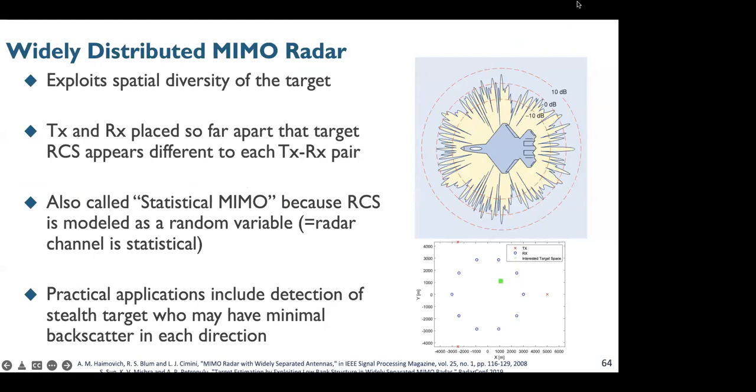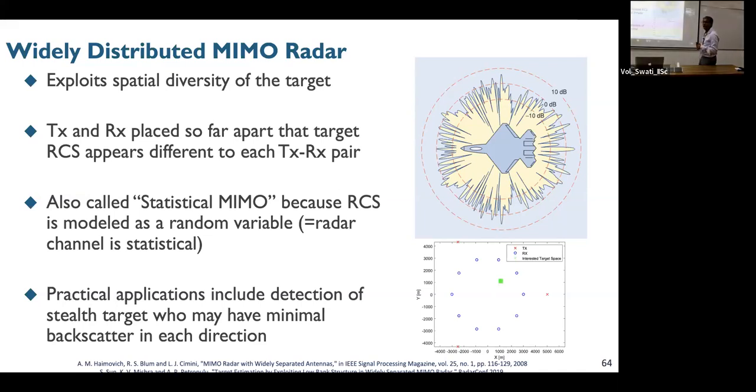Okay, so now, in this case, for a target, it looks different from different angles. So you become more like a statistical MIMO here, because you would have the target modeled as random variables, and then you would use some sort of diversity to classify or detect a target. So you could collect information from multiple angles, multiple directions, and detect the target. That's the idea here. Vijay, next slide.